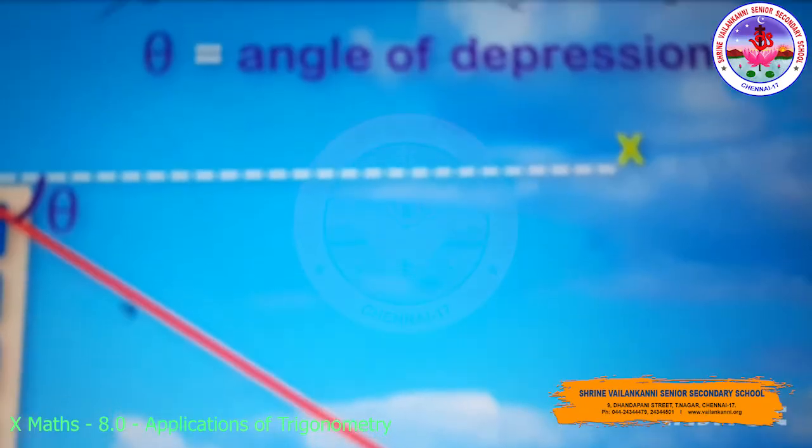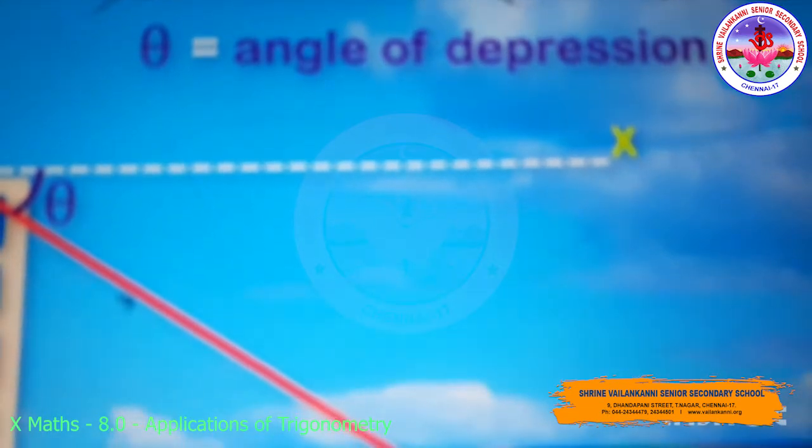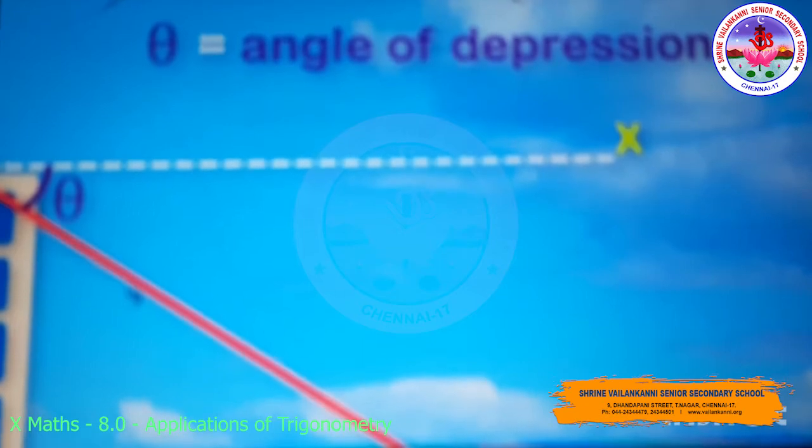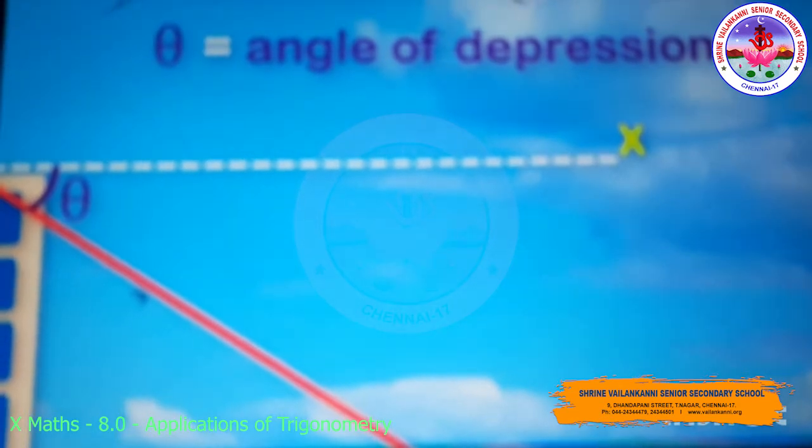So in angle of elevation, a point is viewed from the ground level to the top of the building. Whereas in angle of depression, a point is viewed from the top of the building towards the base. So in angle of elevation, the line of sight is above the horizontal level, but in angle of depression, the line of sight is below the horizontal level.